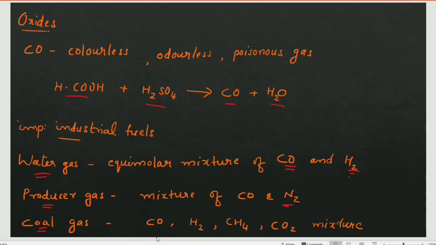So coal gas contains methane and carbon dioxide other than CO and H2. Water gas is a mixture of CO and H2. Producer gas is a mixture of CO and N2. Coal gas is a mixture of methane, carbon dioxide, hydrogen and CO.